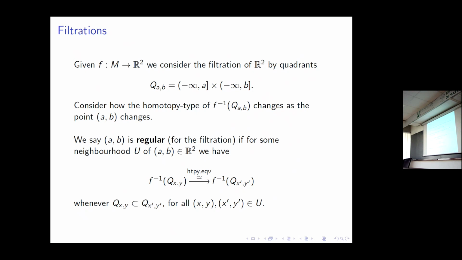Now I want to talk about not really persistent homology, but just bifiltrations of manifolds. So one thing you could consider is, in the plane, take these quadrants.